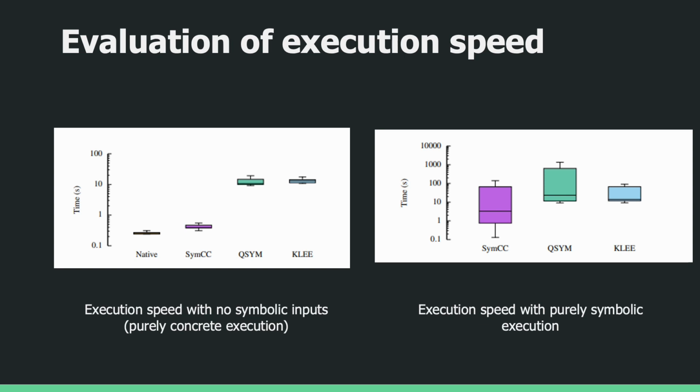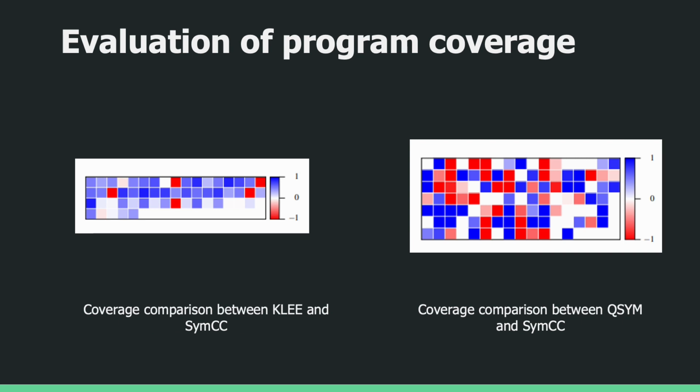And the next experiment was execution with purely symbolic inputs. There we can see that the average time of SymCC is just above 1.5 seconds, while for QSYM this goes to around 10, 11 or 12 seconds, while KLEE is also on a similar level. So SymCC is on average 10 to 12 times faster than QSYM and KLEE. So there is a huge performance improvement that we get by doing things at compile time, or by doing things in SymCC style.